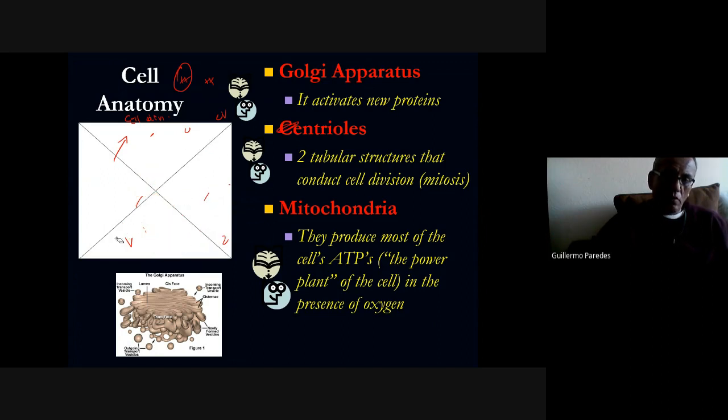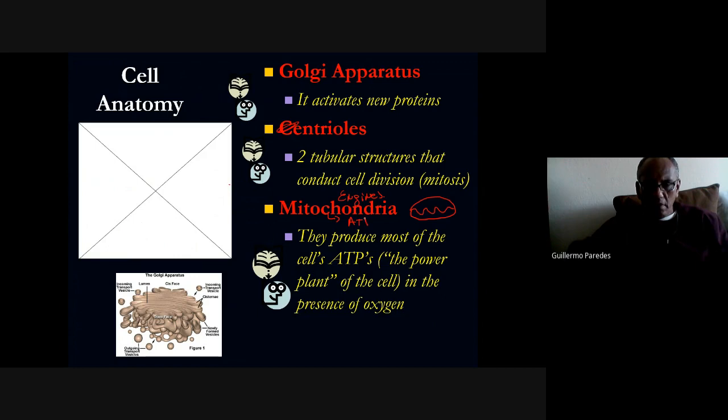All right, so the mitochondria. The mitochondria are the engines of the cell. I'm going to graphic here, they look like an oyster. The mitochondria look like an oyster. Okay, so the mitochondria are going to be the engines. That is where you produce the ATPs.